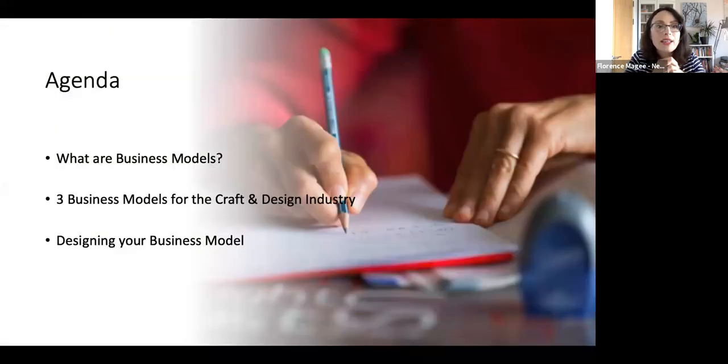Okay, so our agenda today, I've really kept it simple as usual. First, we'll learn about business models. Then we'll learn about the 3 main types of models that exist in the industry. And then we'll take pen and paper and we'll look at designing your own business model.